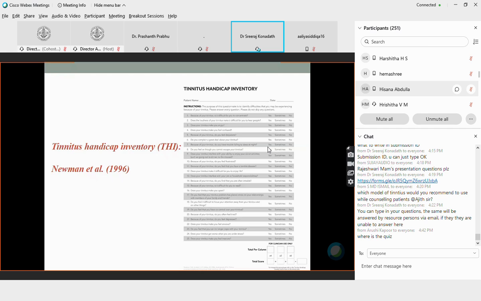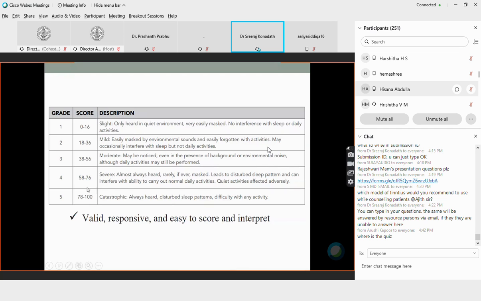Okay, the individual has to say yes, sometimes, or no. Then you score it. At the bottom you can see the scoring. If it is a yes, it carries 4. If it is a sometimes, it carries 2, and if it is a no, it carries 0 points. And in the end, you have to compile the score and see where the individual is.